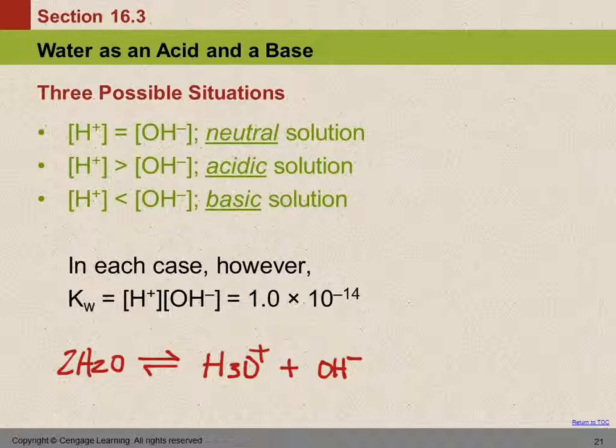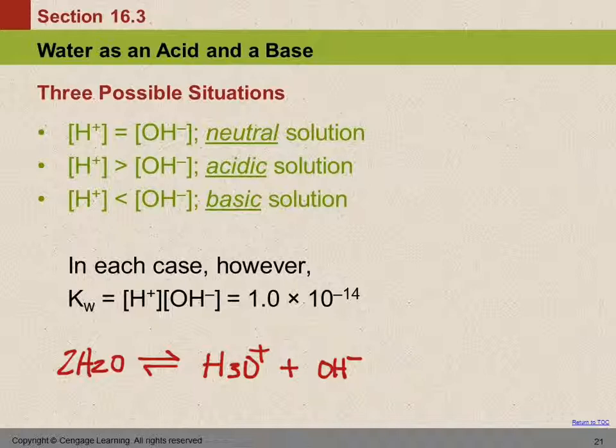So in this equation, if we just have pure water, could we ever have different amounts of hydronium ion and hydroxide ion concentrations? Could you get one of these without getting one of those? No. So they have to be equal. So when they are equal, that's a neutral solution.